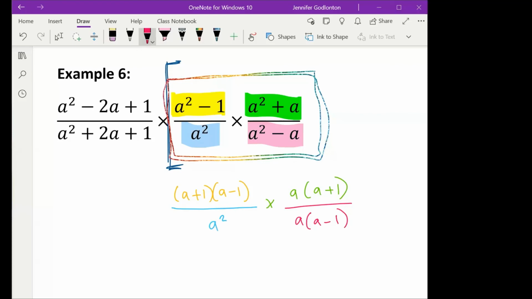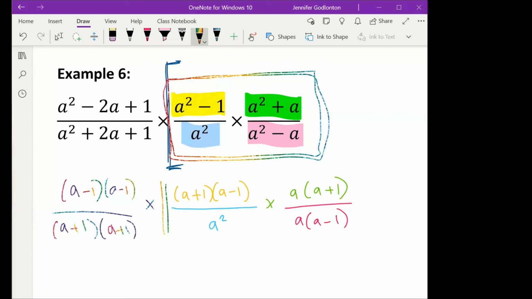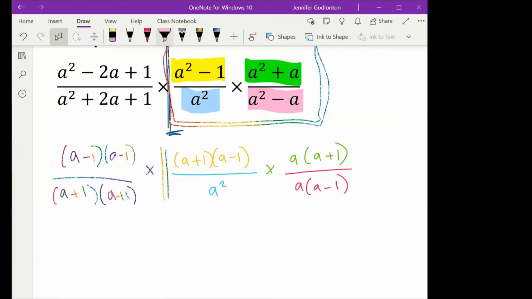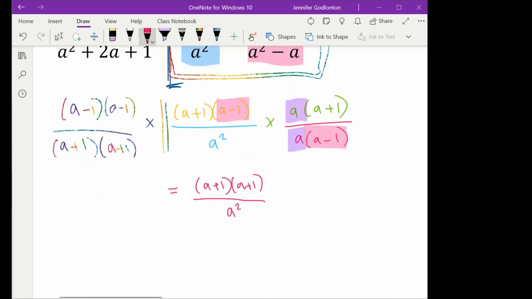The pink was great. And then I'm just going to add these extra two in here for those of you who are doing them. We're going to have A minus 1, A minus 1 over A plus 1, A plus 1. So now when you start simplifying, you just see what's going to cancel with what. That A minus 1 is going to cancel with that A minus 1. This A over here is going to cancel with that A over there. And so what we would be left with is A plus 1, which you could write as A plus 1 squared, all over A squared. So that would be our final answer.